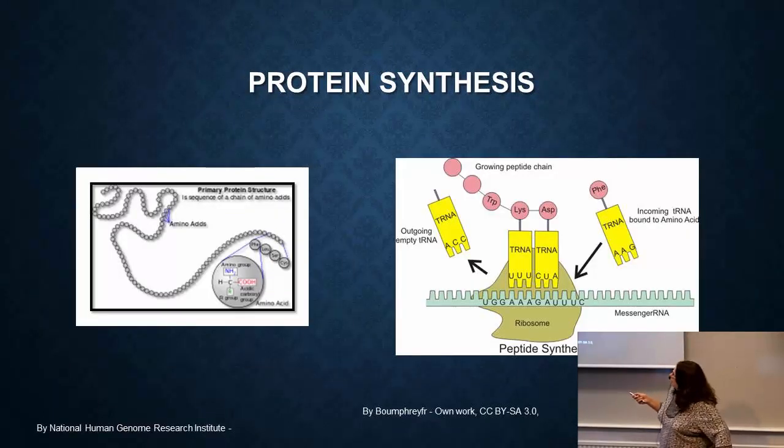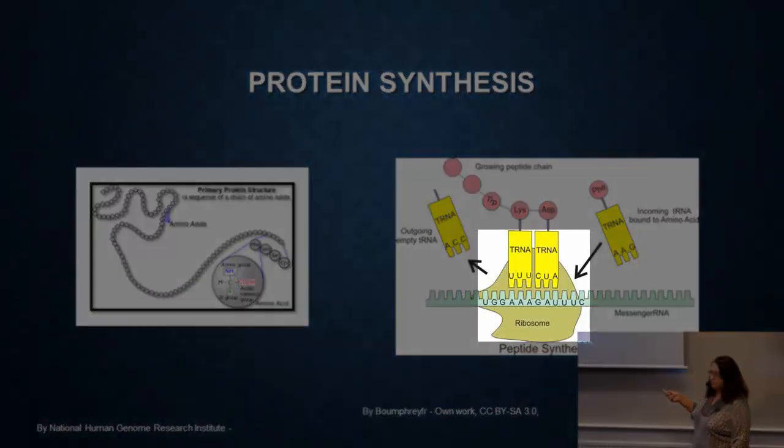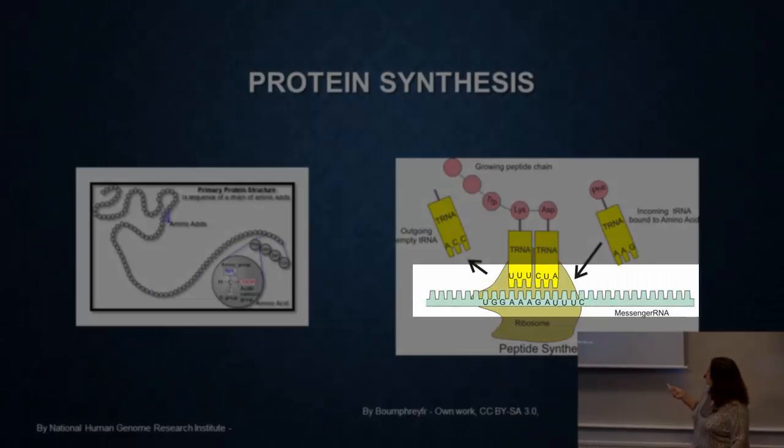So, on the left here shows you the structure of a protein. And a protein is made of amino acids, and it's a long stretch of amino acids like that, which is predictable for every protein. On the right side here is a picture of a ribosome, and it is connected to an RNA molecule, shown here. And the RNA molecule has a specific sequence.